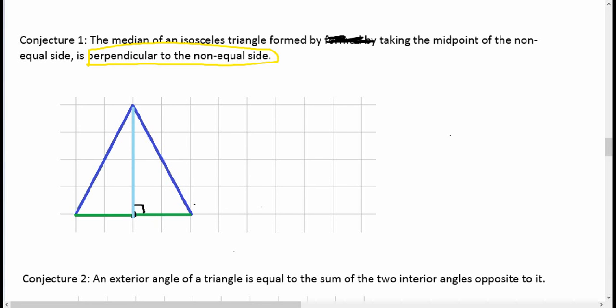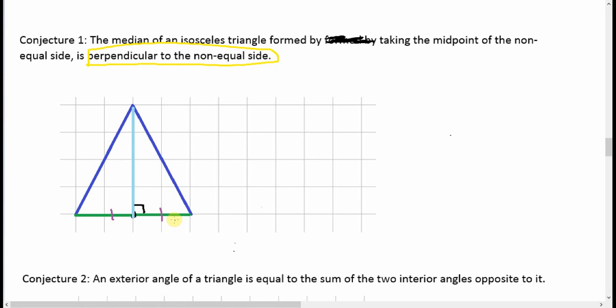So if you were asked to support the conjecture, just giving an example is enough. If you're asked to prove the conjecture, it's a lot more work. Now we could actually prove this one. This one's not too bad.